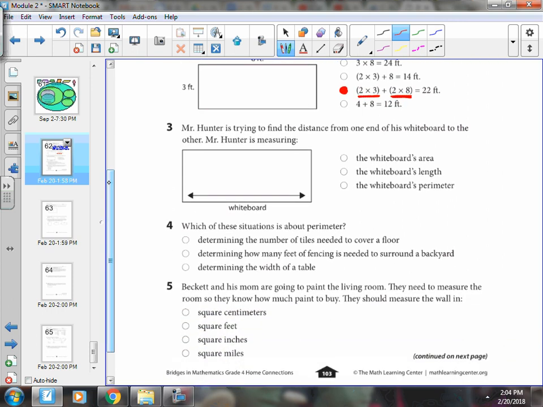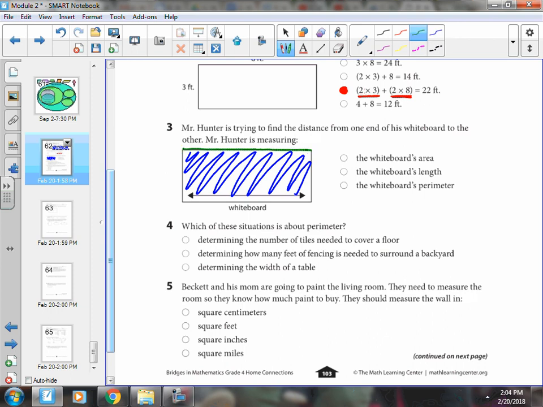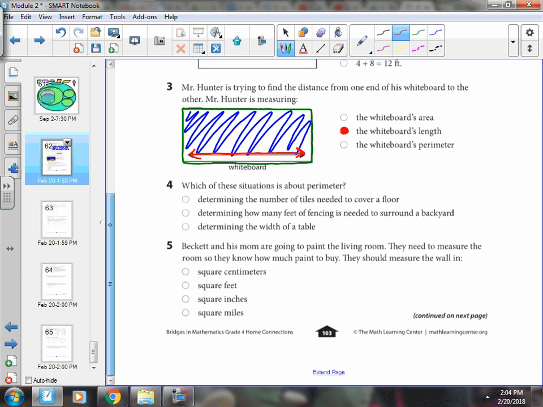Number 3, Mr. Hunter is trying to find the distance from one end of his whiteboard to the other. He's not finding the area. Area would be all of this. And he's not finding perimeter. Perimeter would be all of this. He is only finding the length of his whiteboard. So there's our option.